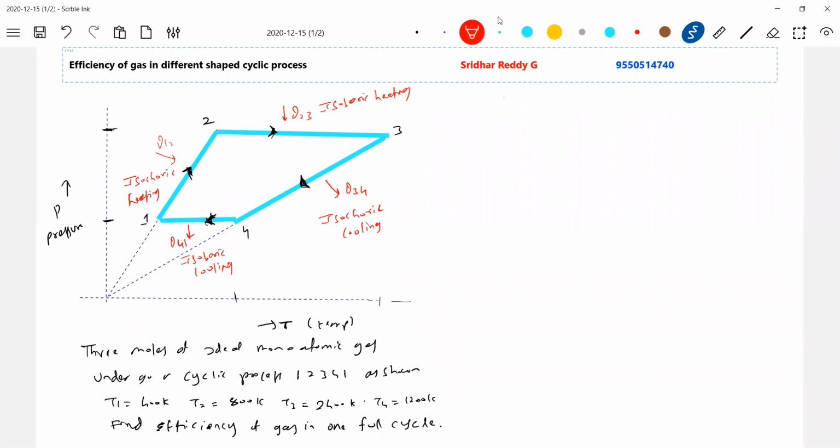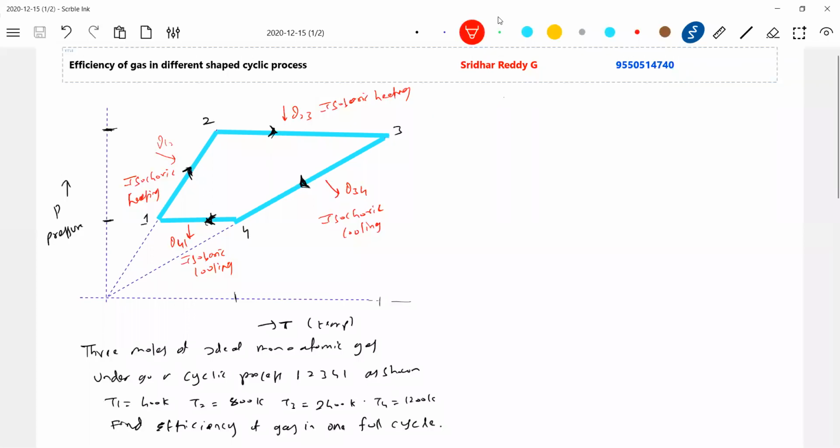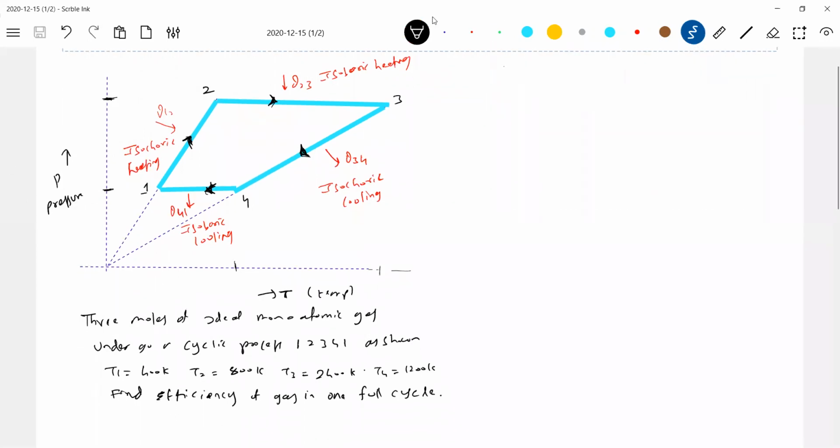Okay, now what do we do? Shall we go for work done? Yes, you can calculate the work done, you can calculate the efficiency, anything. Okay, let's do one thing. We'll calculate work done. We are very sure about the net work done by the gas. Let me discuss that first. What is the net work done?